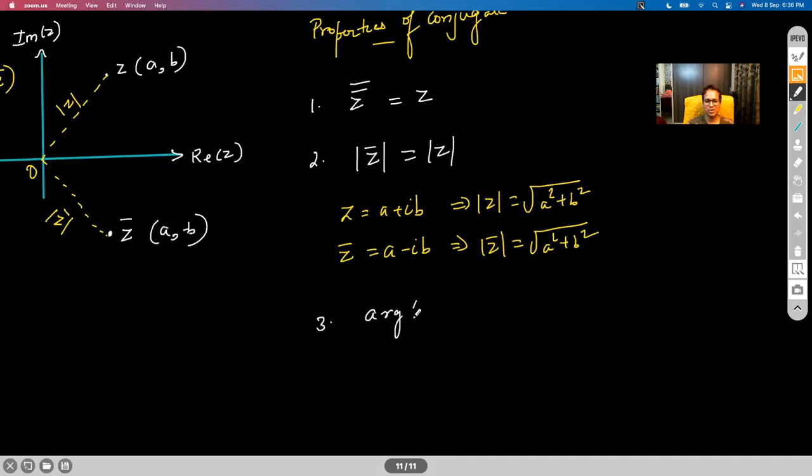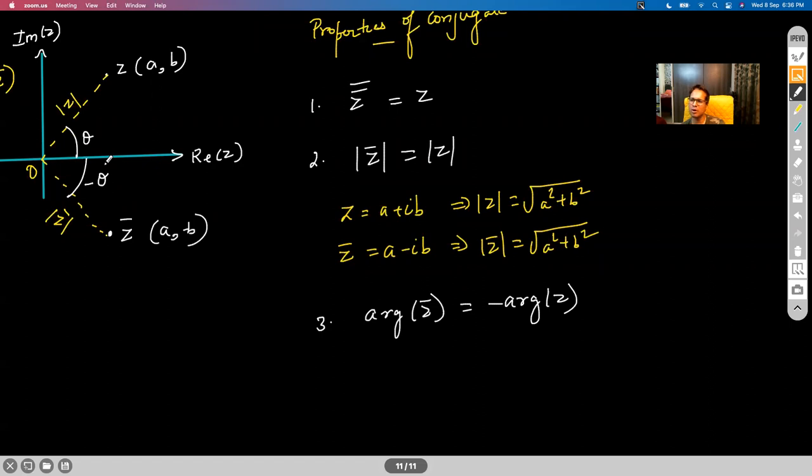Third thing is, the argument of a conjugate is the negative of the argument of that complex number. So if you see, if this angle is theta, this angle will be negative of that, and both will be negatives of each other. So the argument of a complex number and its conjugate, I'm talking about principal argument, and I will always be talking about principal argument unless stated otherwise.